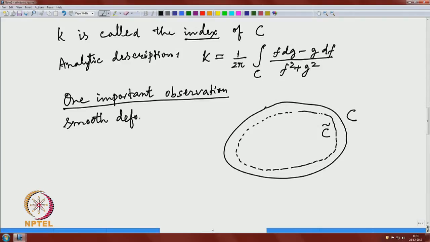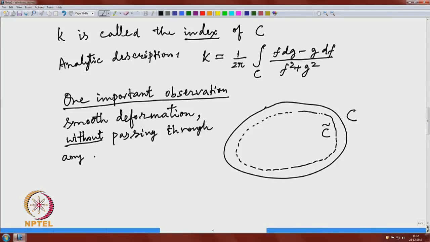Okay. So there is again a very precise description of this in terms of mappings. Okay. So again, I am not going to do that. The only requirement is this deformation should happen without crossing, without passing through any equilibrium points of system 1. That is important. So when we deform this C into C tilde, nowhere we should come across the equilibrium points of 1. Okay. So that we should keep in mind.